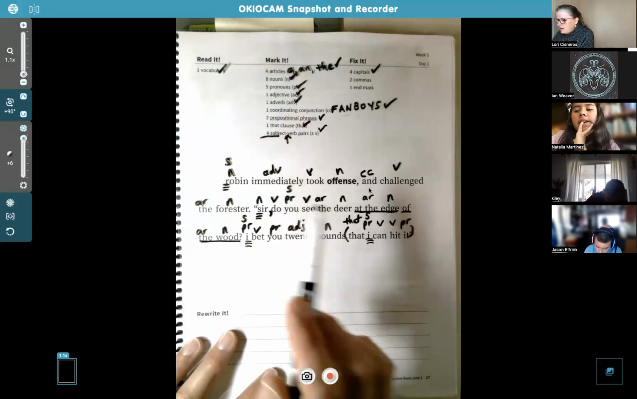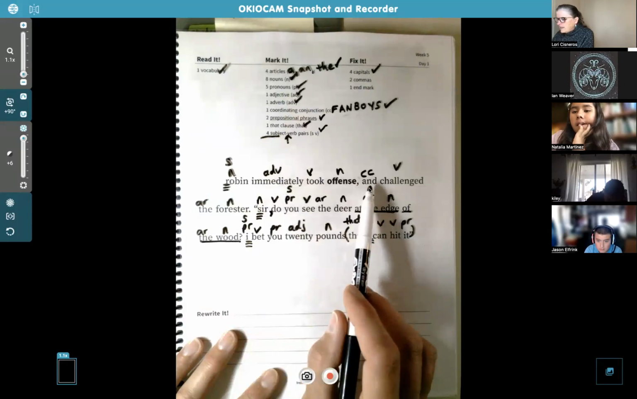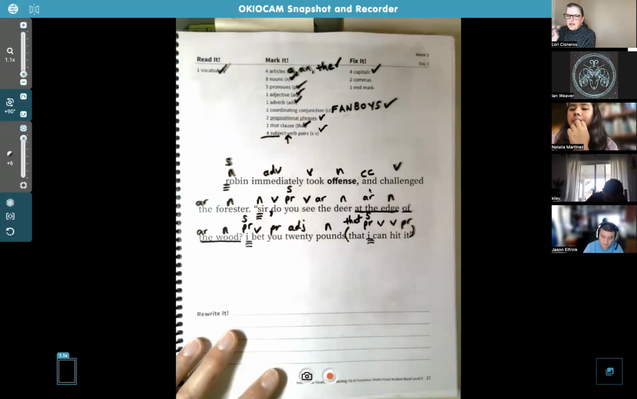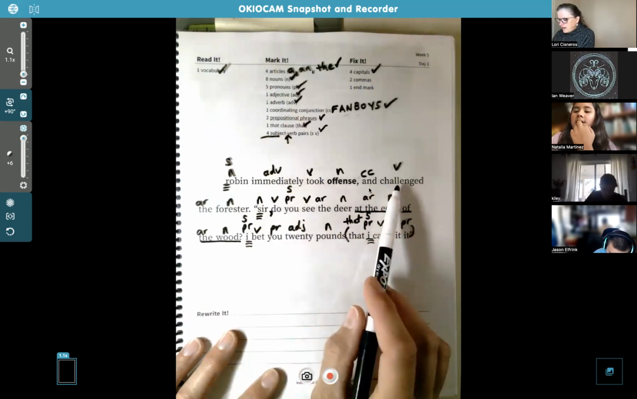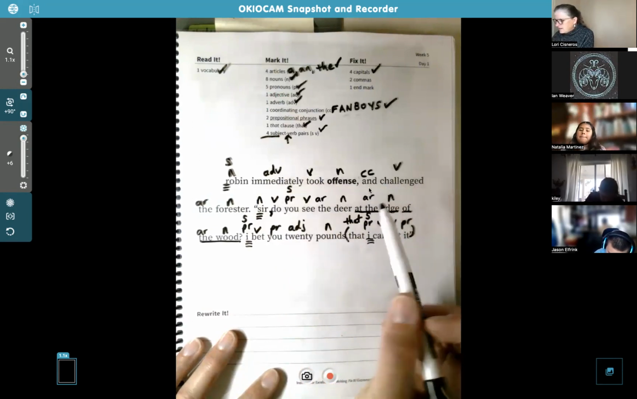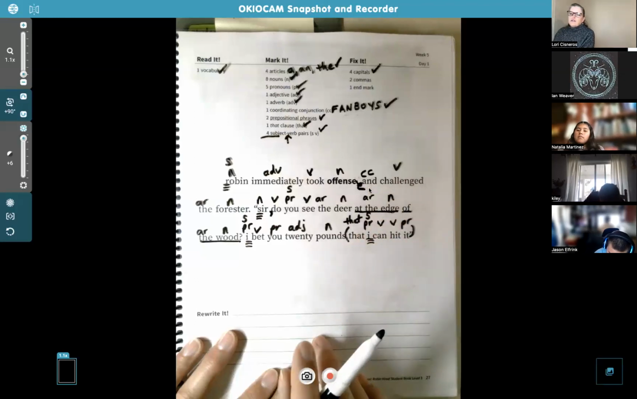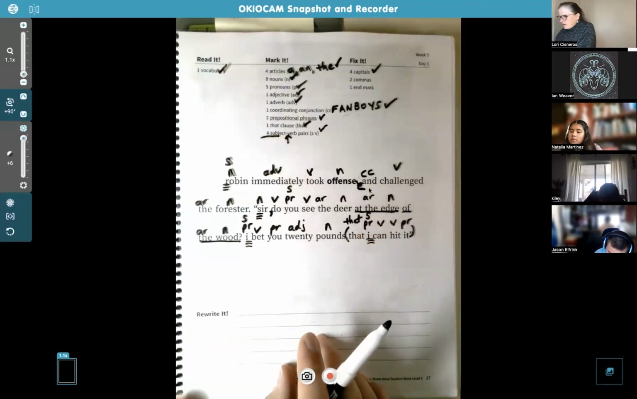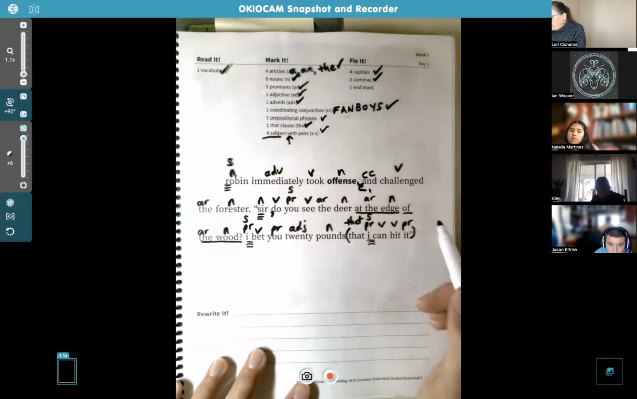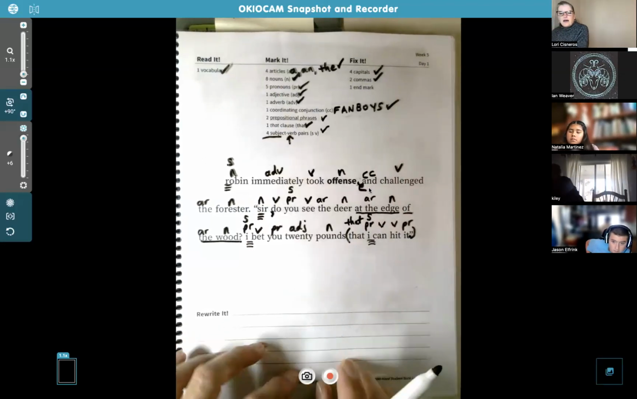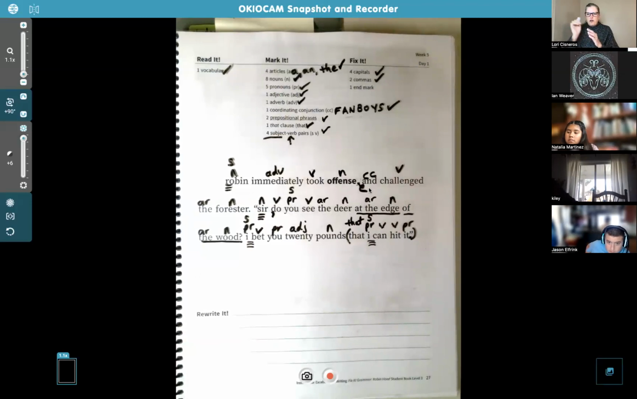And then right here, Robin immediately took offense and challenged the forester. It's just naming 2 verbs together. It's naming took and challenged. So we don't need that. Only if there's 3 or more do we need a comma there. Good. Thank you, Ian. And then, of course, your end mark is a period, and it goes right inside the quotation mark. The period goes right inside of that.